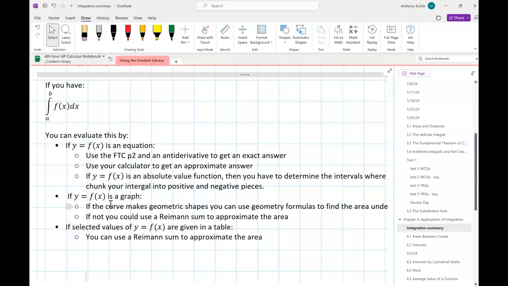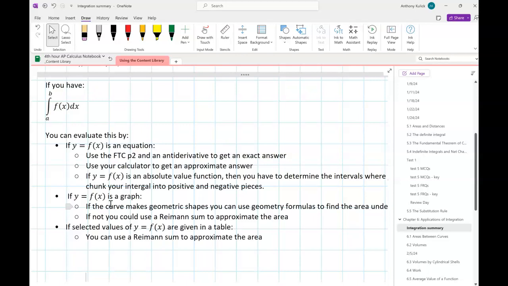So for indefinite, what would we have to worry about? More often than not, you'd be going equation. An indefinite integral's result is another function, usually in terms of x. So more often than not, that's what you're getting. Occasionally they might ask you to sketch a graph.